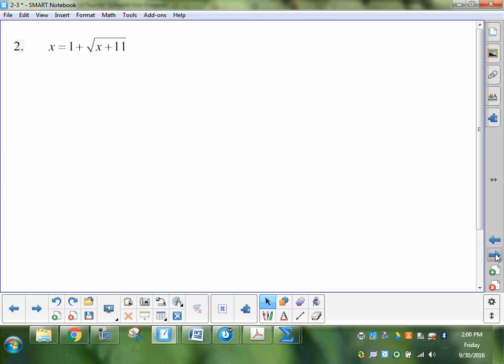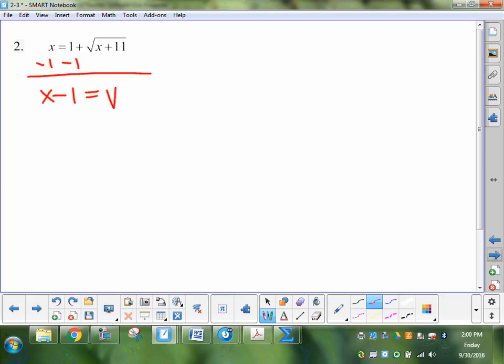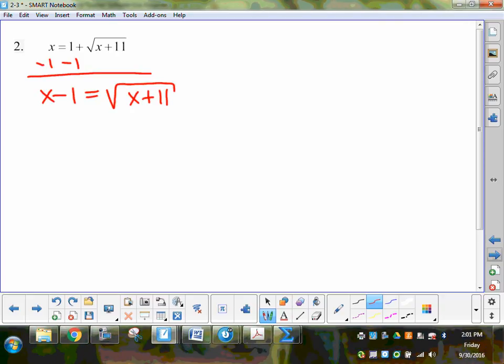If I subtract 1 from both sides, I've got x minus 1 is equal to the square root of the quantity x plus 11. What would my second step be? Caleb, what do you think?